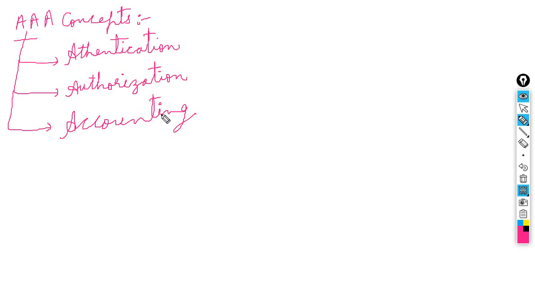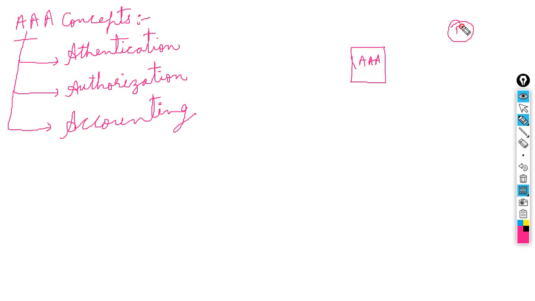AAA is a centralized management of users to access the network resources. We can say this is our AAA server. AAA server allows setup of access control on the Cisco routers and switches.